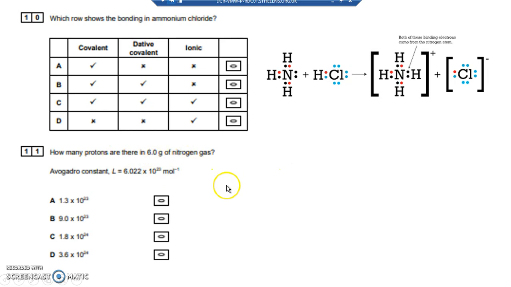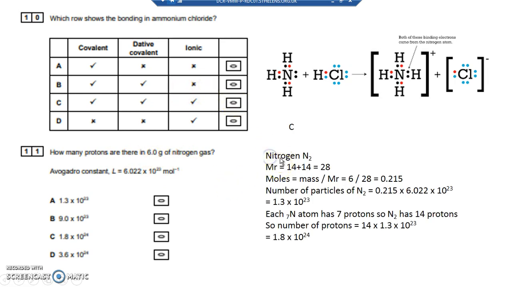How many protons in 6 grams of nitrogen gas? Well, first of all, so the answer is C. First of all, nitrogen is N2, so 2 N's. They share electrons. Actually, N is in group 5, so it needs 3 electrons to fill up its outer shell. So each N puts 3 electrons into the covalent bond.